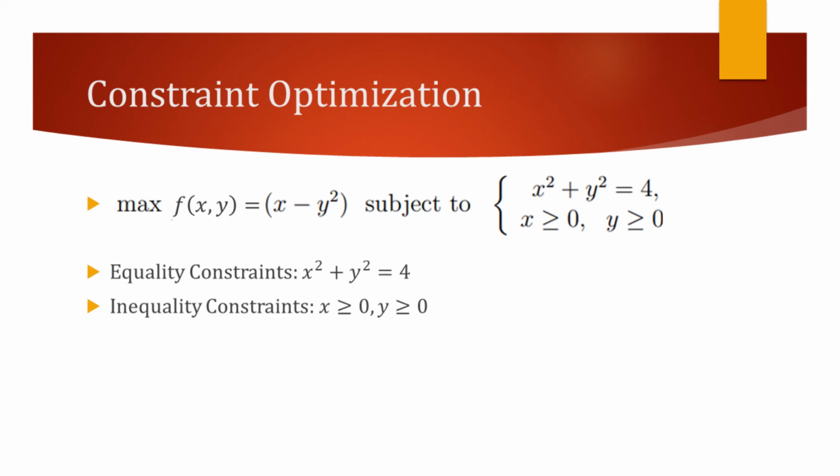According to the equality constraint, x and y should be such that the sum of their squared values should equal 4. And based on the two inequality constraints, both variables should be greater or equal to 0.